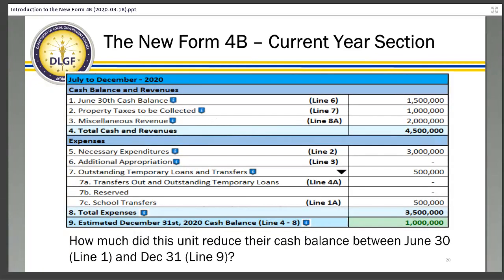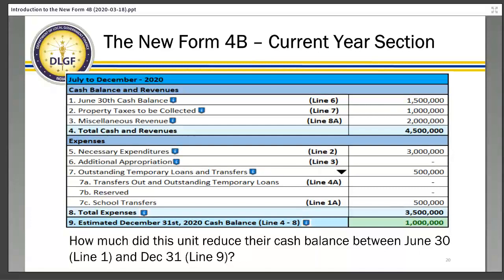Now, in this example, if we go back to the full current year silo, we can see that line 1 shows us that the unit started with a cash balance of $1.5 million. By December 31st, they had spent more than they had brought in, and so their cash balance had dropped from $1.5 million down to $1 million.